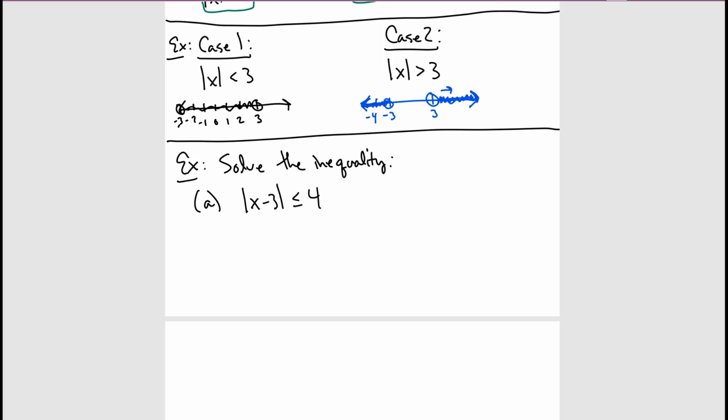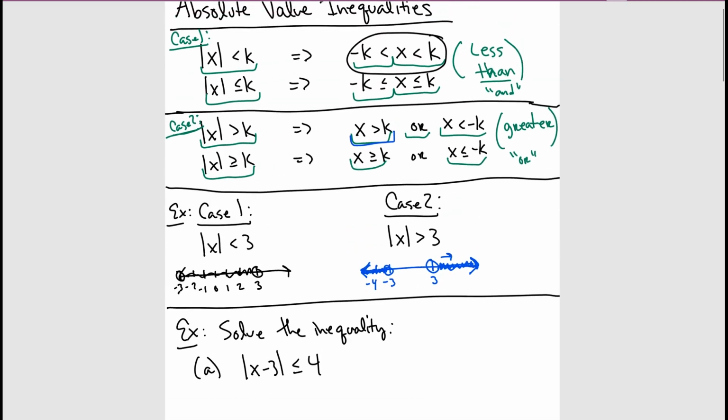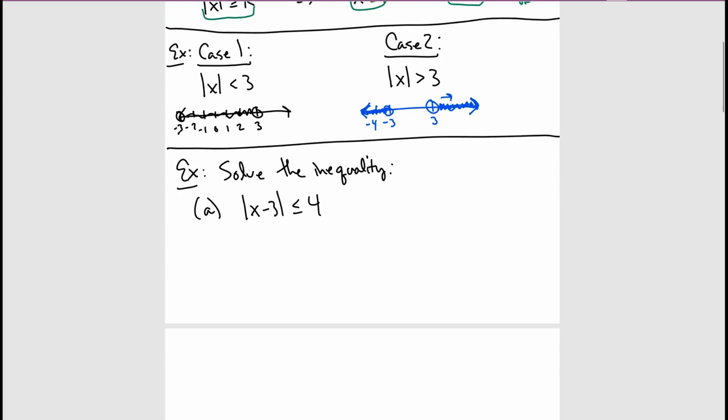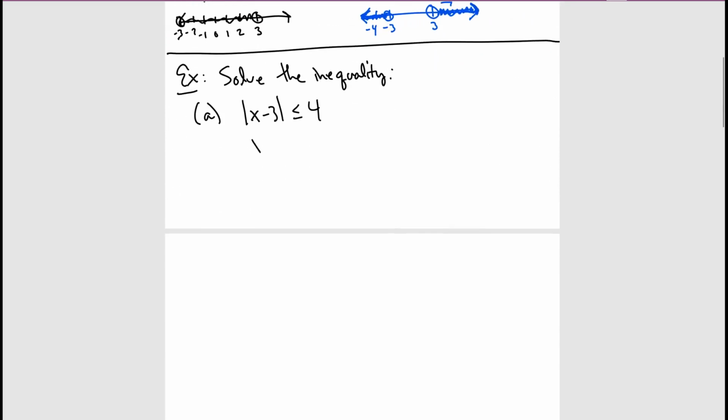Okay, now take a quick pause to figure out which case do you think this is going to be. Is it going to be case 1 or is it going to be case 2? And if you look at it, it's going to be case 1 because it's less than. And because it's less than, it's going to be an "and", which means that you're going to have an extra less than there. So the way that you do this, you're going to copy paste this, x minus 3 less than or equal to 4. And then on the other side, you're going to have another less than or equal to, and you're going to have a negative 4. Okay?